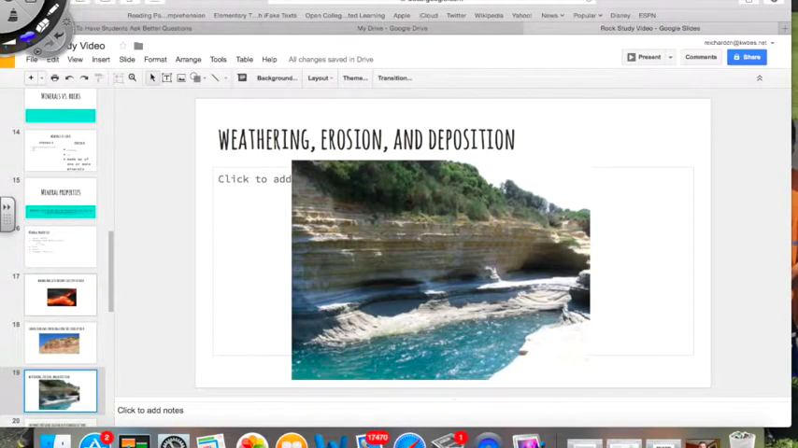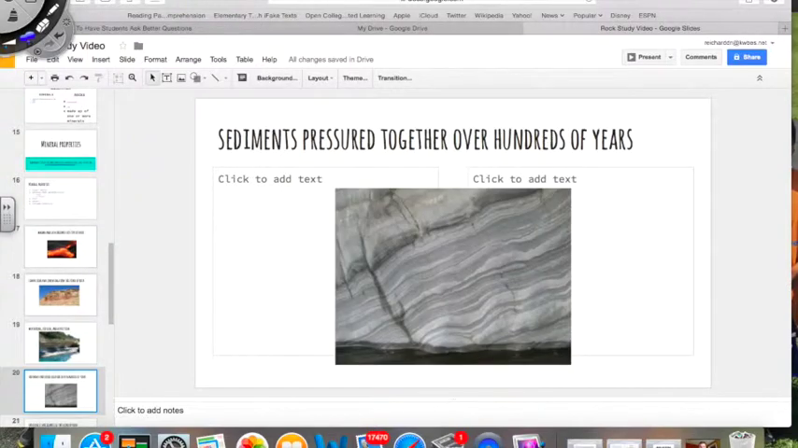Weathering, erosion, and deposition can have an impact and actually help to form this type of rock. That would be sedimentary as well. Very good. Sediments pressured together over hundreds of years. What type of rock would that be, guys? That also would be a sedimentary rock.